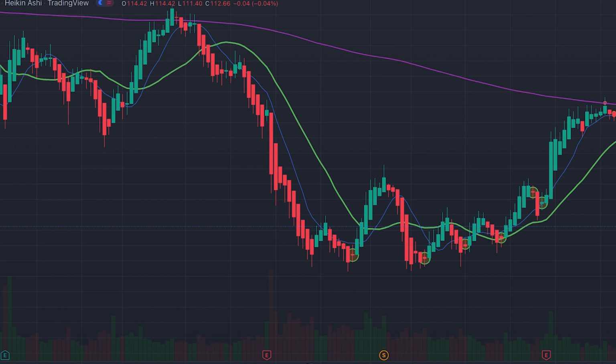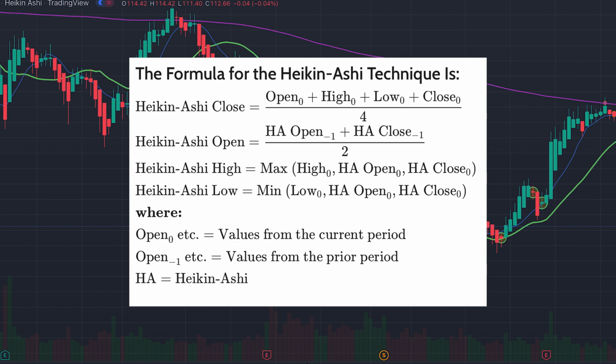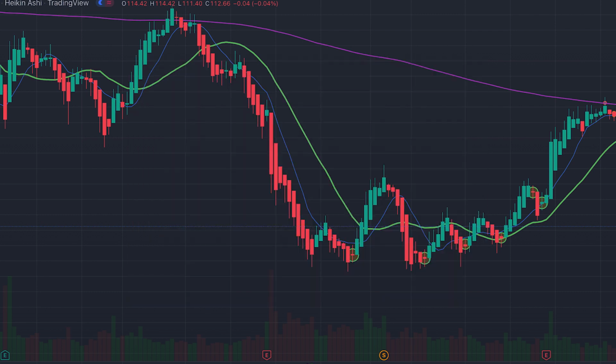Here's the equation for Heikin Ashi candles. I'll just leave it up for a moment, pause if you want to analyze it more, but you'll see that it does incorporate the prior day and the current day, or the prior period and the current period.